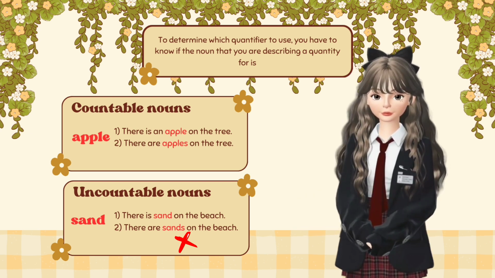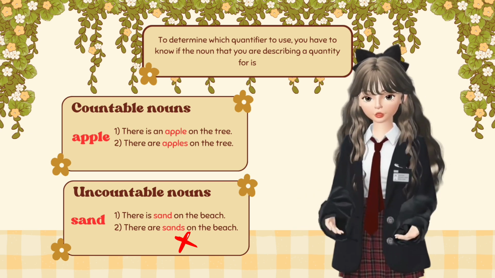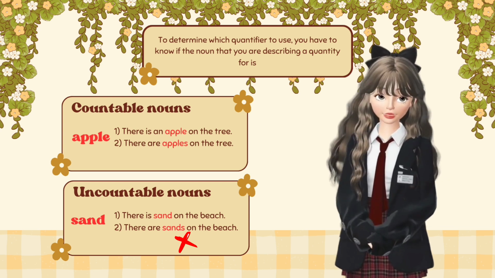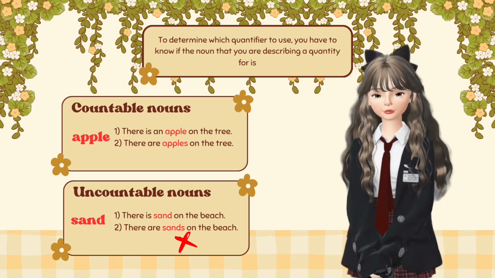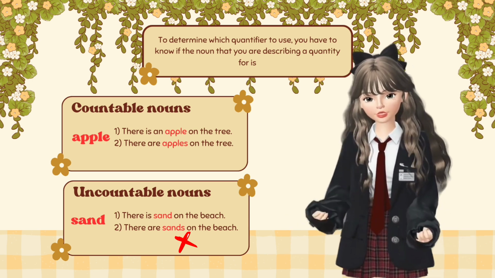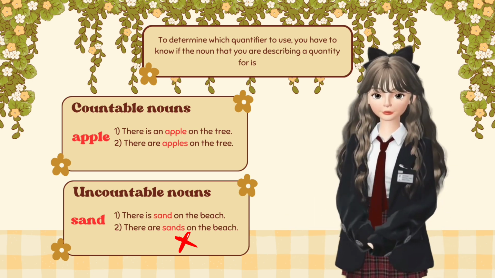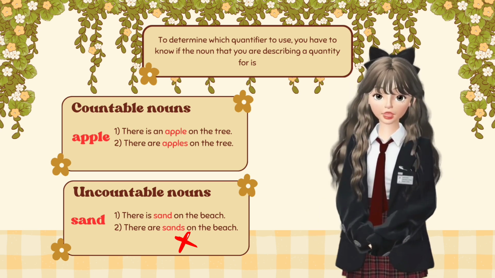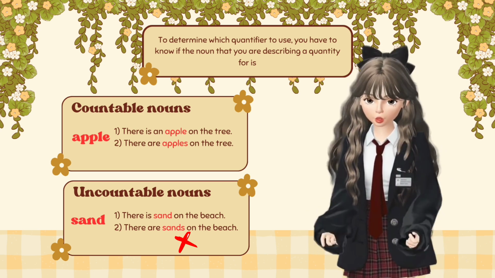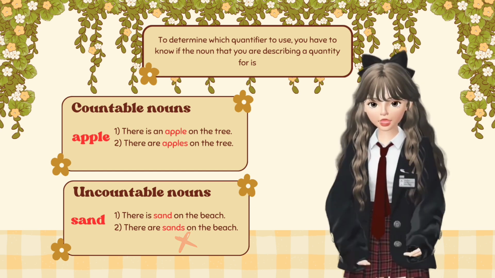For example, number 1, here there is sand on the beach. You see it is counted as one sand, okay? And we will never say, like number 2, there are sands on the beach. We can't make it plural. We can't add S, alright? So if you can determine if the noun is a countable noun or an uncountable noun, you will be able to use quantifiers.